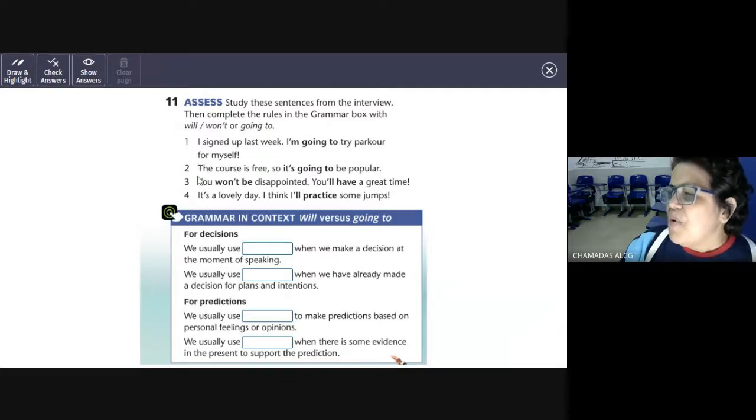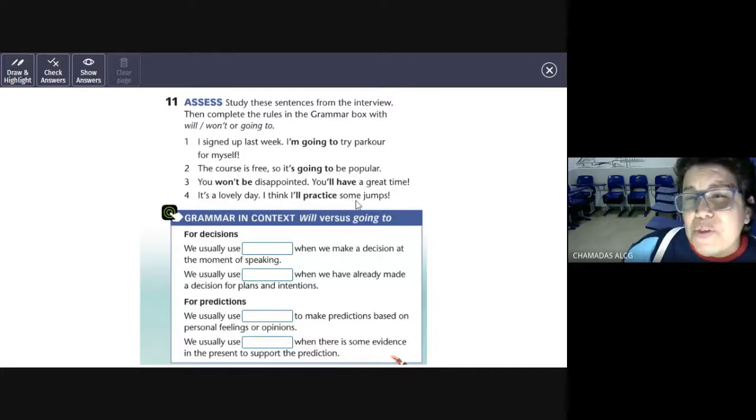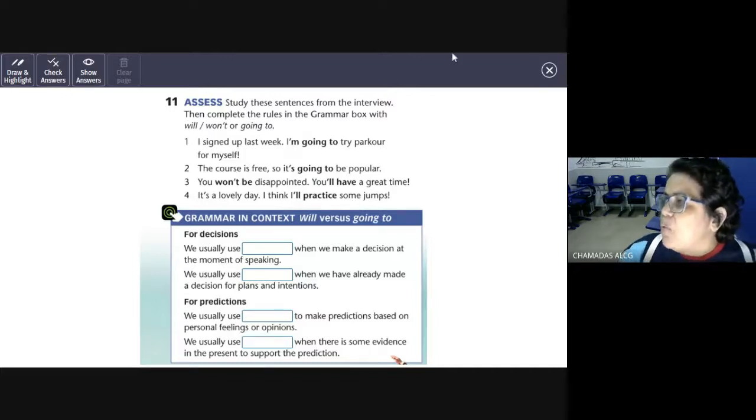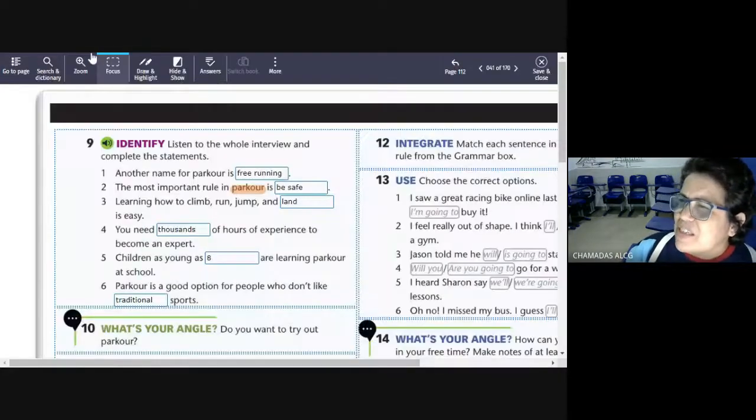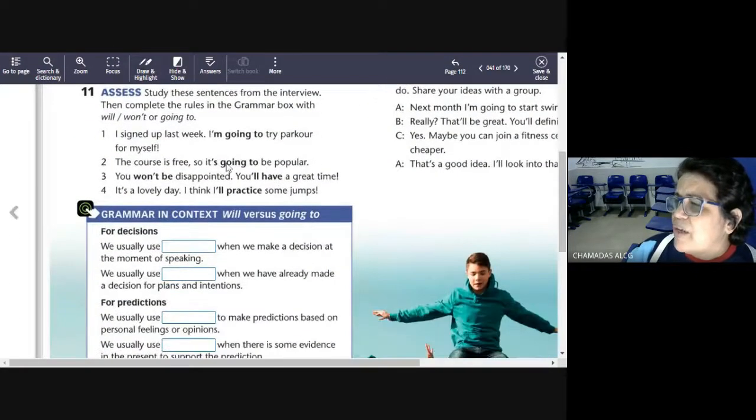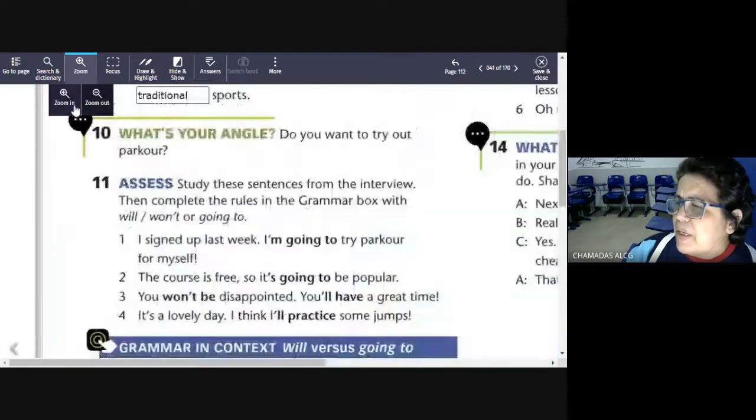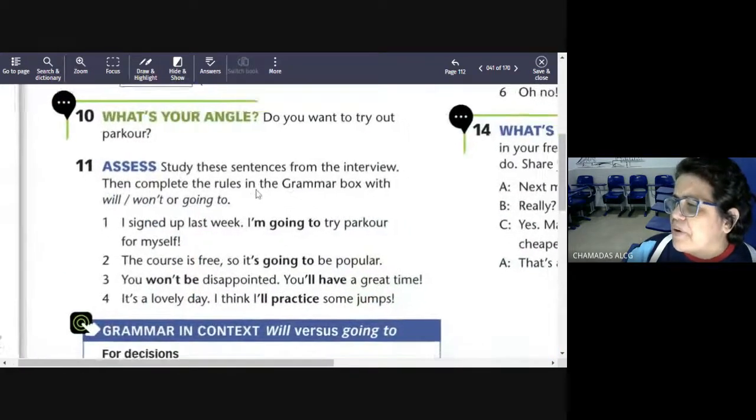Sentence number 2, the course is free, so it's going to be popular. Number 3, you won't be disappointed. You will have a great time. And sentence 4, it's a lovely day. I think I'll practice some jumps. So I will maximize here because it's not big enough. So let me try to make it bigger from the page. Yes, I guess now it's better.